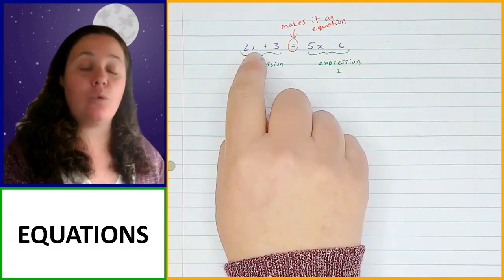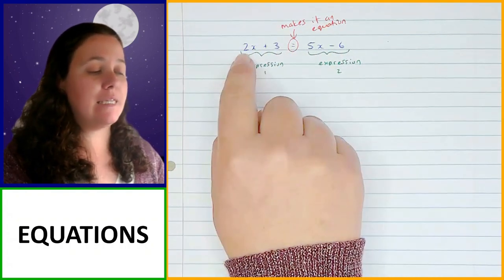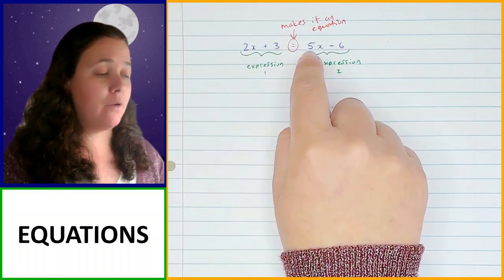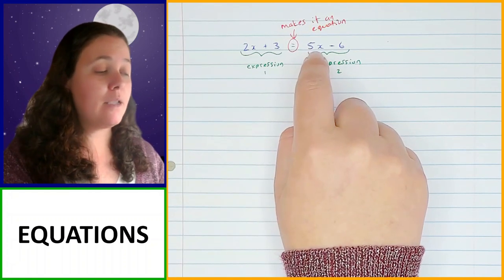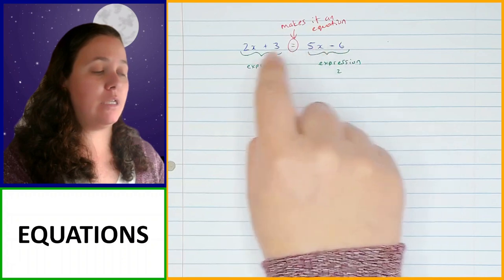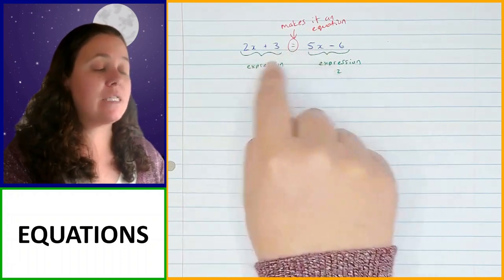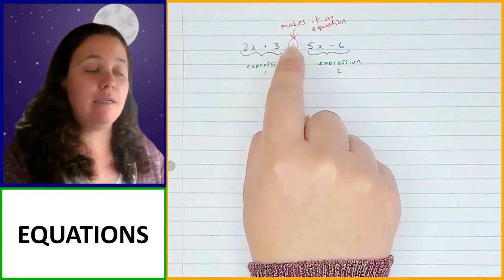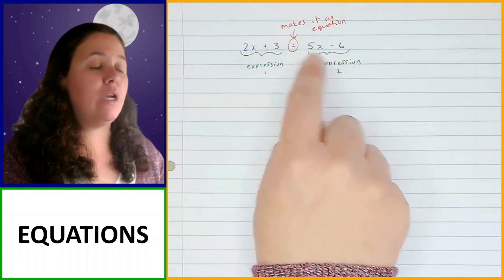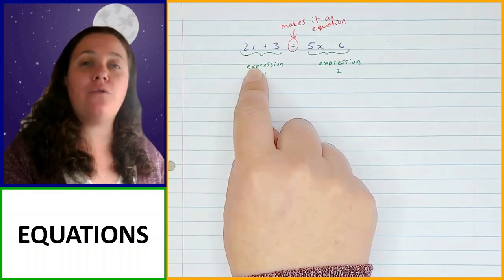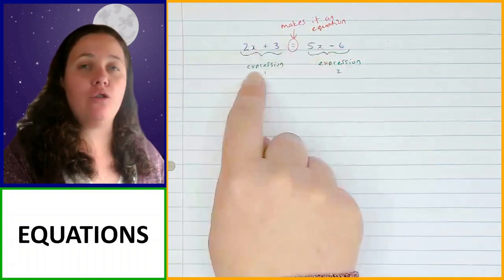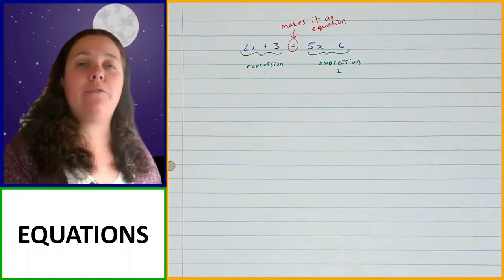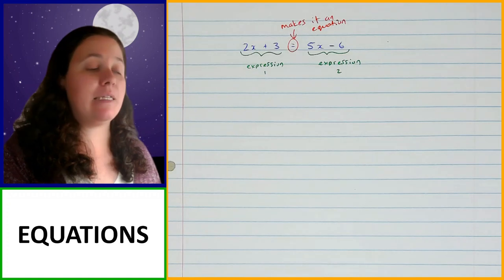So if I say x is 1, then is this equation true? If x is 1, then this is 2 times 1 is 2, plus 3 is 5. Here I've got 5 times 1, because x is still 1, 5 times 1 is 5, minus 6 is negative 1. So 5 is not equal to negative 1. So x can't be equal to 1 in this equation, because then this is not true. Then that equal sign doesn't work, okay? So when we are solving an equation, we are trying to find the value of the variable that makes the equation true, makes the statement that we have over here with the equal sign true. So we talk about finding the value of the variable that satisfies the equation.